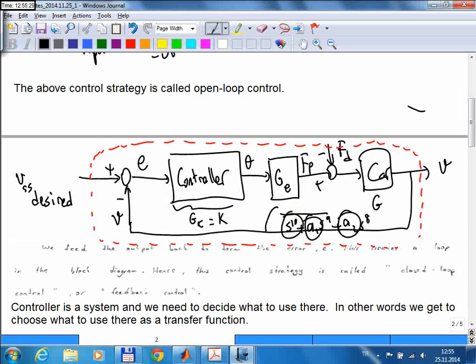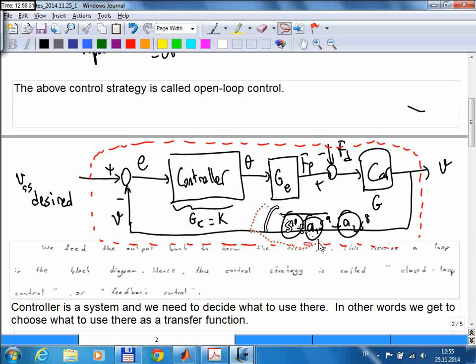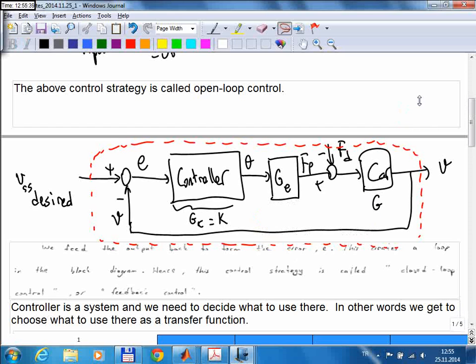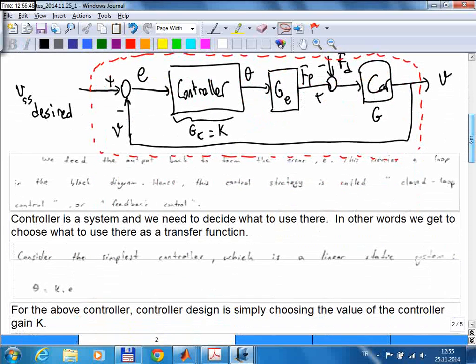Instead of doing that, let's start with the simplest possible controller. And the simplest possible controller has just one parameter to be chosen, which is just a constant number, k. Okay? So in the simplest possible controller, the control transfer function is just a constant number, k. Okay?